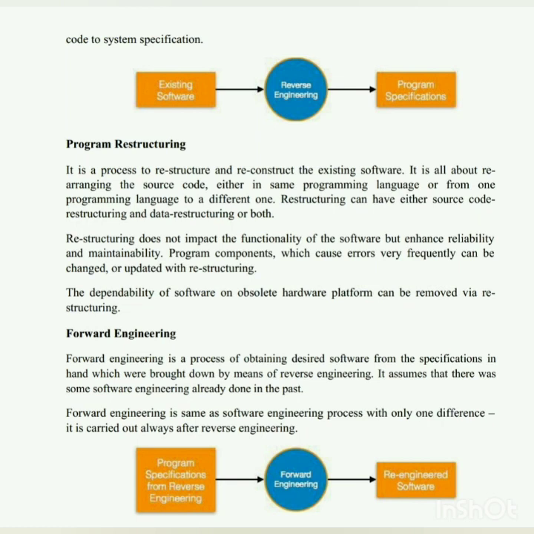Software engineering is the same as forward engineering, but what is the actual difference between the two? The only difference is that forward engineering is carried out only after reverse engineering. That means, in the diagram we discussed initially, before applying reverse engineering we cannot do forward engineering. Okay, I hope these terms and topics are clear to you. Thank you.